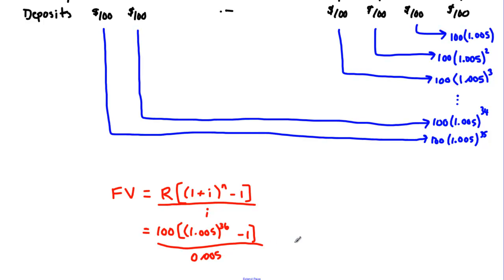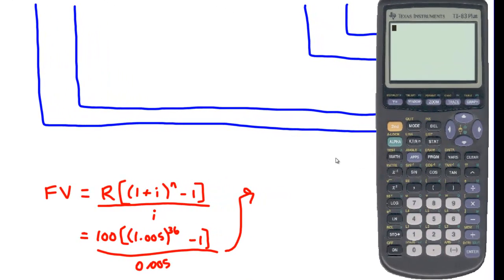Once we plug all that into our calculator, this is what we get. 100 times, and then in brackets we're going to put 1.005 to the exponent 36 minus 1, and then all of that divided by 0.005. $3,933.61. That's a ton of cash.